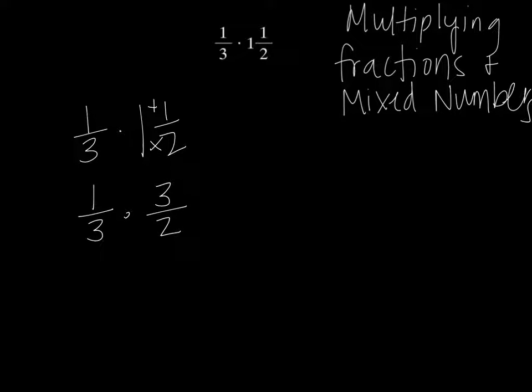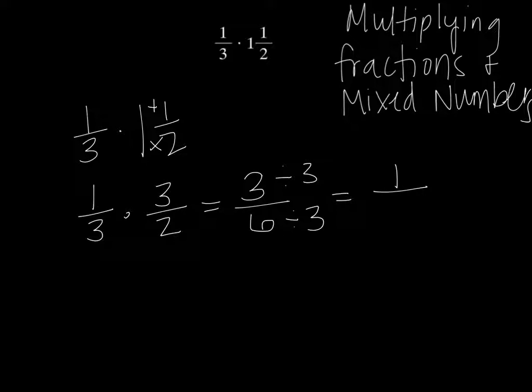And then I just have to multiply my numerators and denominators. So I do 1 times 3 is 3, and 3 times 2 is 6. Now I can simplify, because I'm really good with my multiplication facts. So if I divide both the numerator and denominator by 3, I would get 3 divided by 3 is 1, 6 divided by 3 is 2, so my answer is 1/2 if I multiply 1/3 by 1 1/2. All right, so let's try another one.